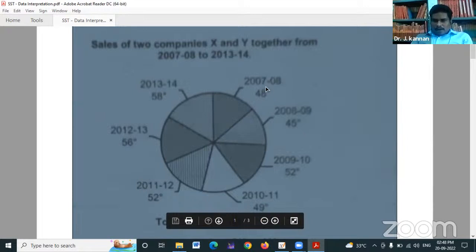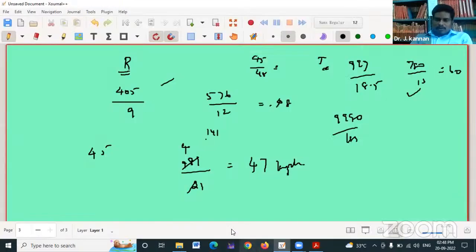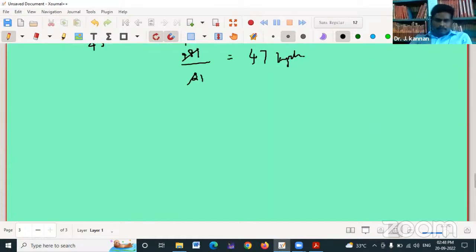Now 2007 to 2008, in companies X and Y together, the sales is 48%. How to find 48%? Overall 360 into 48%.